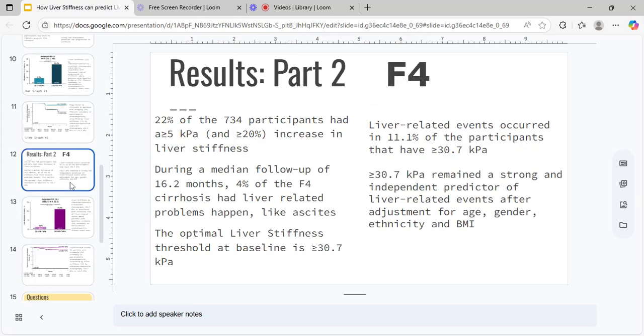All right, for this next part, this is for the F4 cirrhosis. So this is for the testing of cirrhosis and how it correlates with liver stiffness and liver disease. The study found that 22% of the 734 participants had a less than or equal to 5 kPa and less than or equal to 20% increase in liver stiffness. So that's pretty high. It's even higher than fibrosis. But to me, that makes sense because cirrhosis is just a higher version of fibrosis and is scarring and most likely will lead to liver disease and cause liver stiffness.